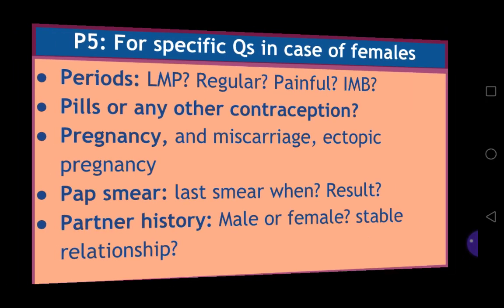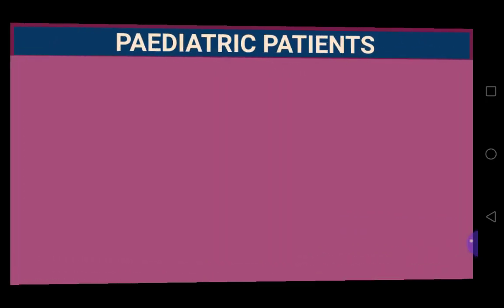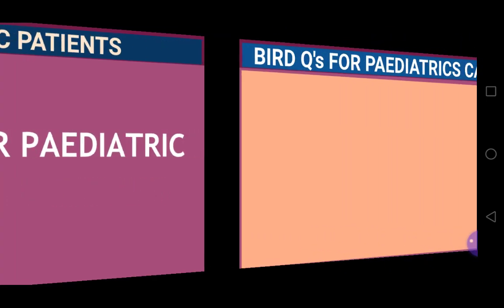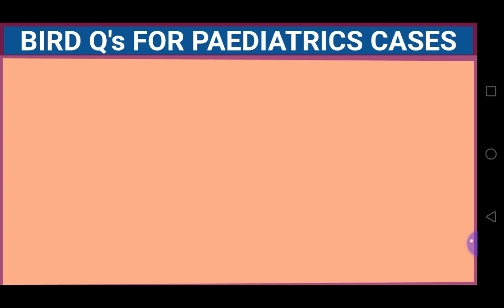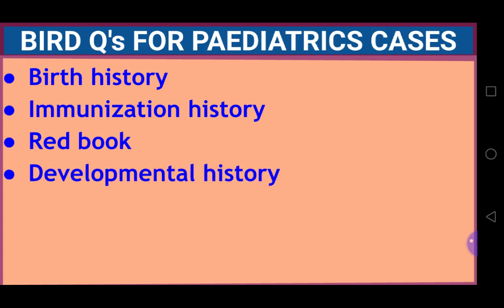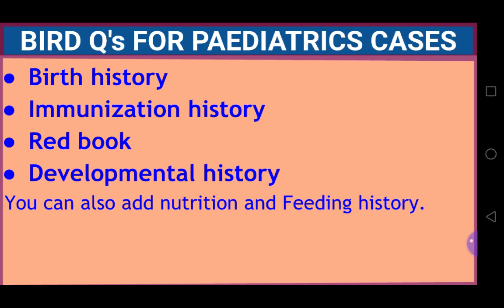In pediatric patients, the mnemonic is BIRD. The rest of the structure is the same, but you have to ask BIRD questions. B stands for birth history, I stands for immunization history, R stands for red book, and D stands for developmental history. You can also add nutrition and feeding history.